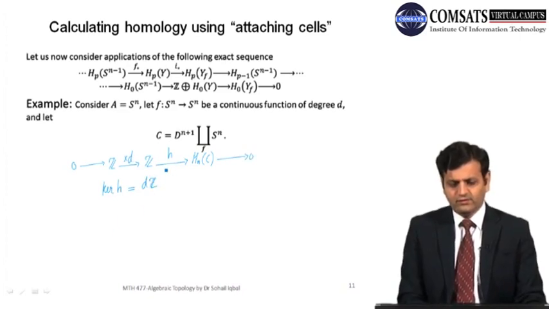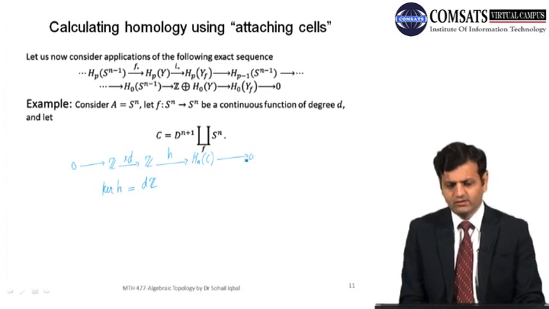Okay, so if we know the kernel, we also know that this h is going to be an onto map. So why is this the case? Because the image of h is equal to the kernel of H_{n-1}... Hn plus HnC. So the kernel of this map is basically the whole HnC. So in other words, we can say that this h is onto.